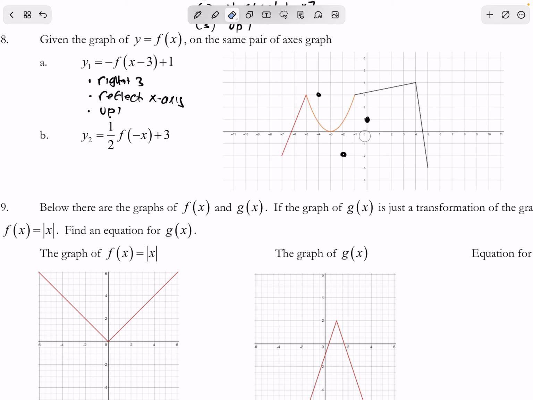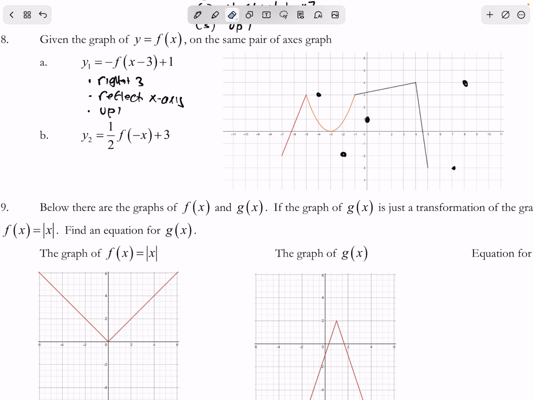All right, so we're going to get rid of those points. Next point is at the top of the straight line right here. Right 3 puts me here, reflect over the x-axis puts me here, up 1 puts me there. And the last point, which is down here. Right 3 puts me here, reflect over the x-axis puts me there, up 1 puts me there.